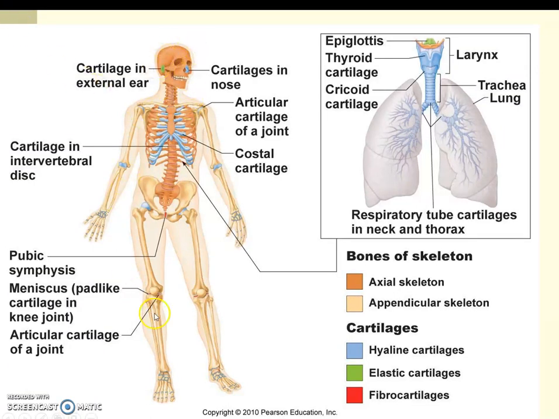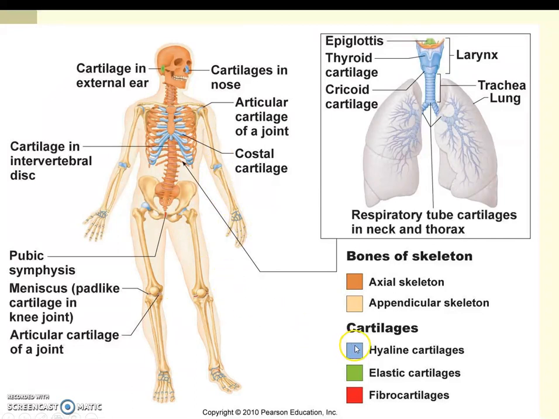So if we look here at this skeleton, you'll see that this darker orange color is the axial skeleton. So the skull, the vertebral column, the sternum, and the ribs. And then the lighter tan color is the appendicular skeleton. So the clavicle, the bones of the arm, the bones of the legs. Okay, those are all there in the lighter tan color.